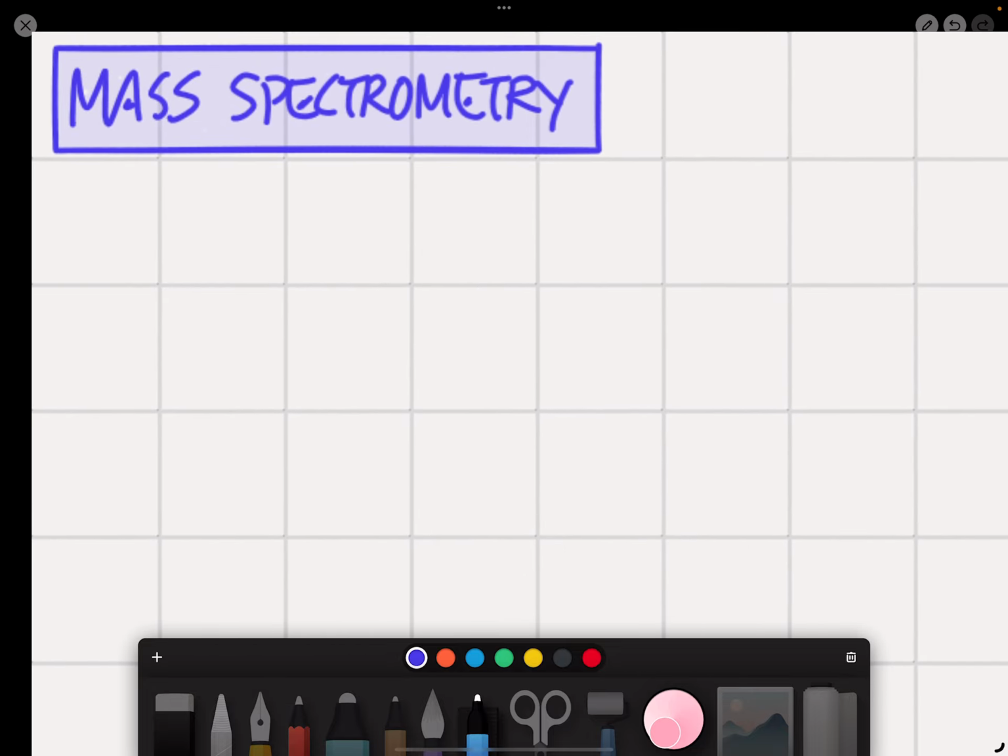Today we'll be discussing mass spectrometry. Mass spectrometry can be used on elements and compounds, and the following useful information can be found about these samples.